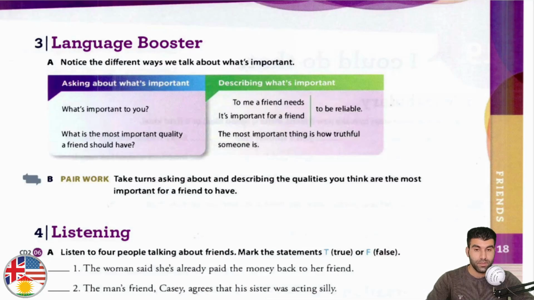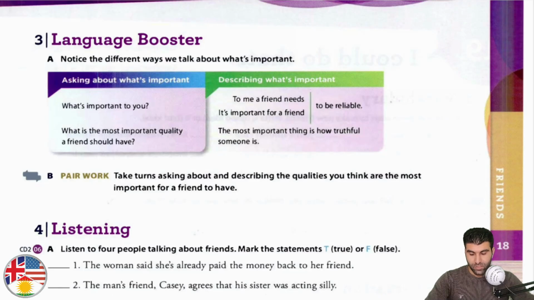I'll tell you everything shortly. So in the language booster section, we have the first section we have is part A, which says notes the different ways we talk about what's important.